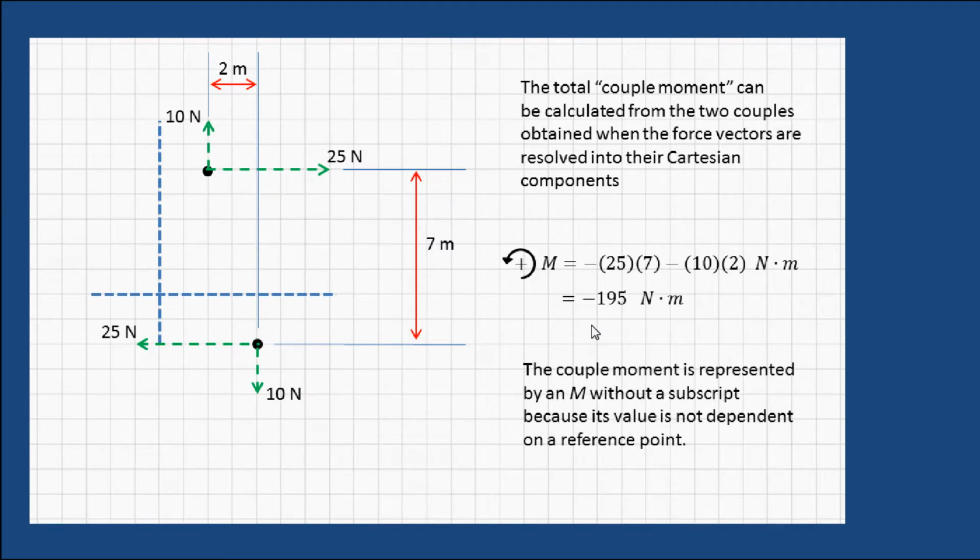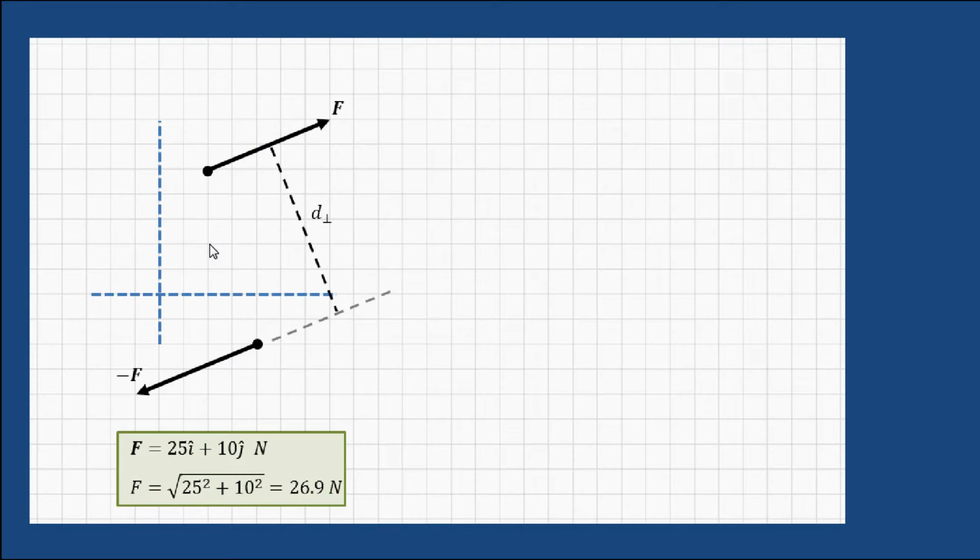So we can note that the moment is represented without a subscript because, as we say, the couple moment produced by a couple or a set of couples is not dependent upon a reference point.